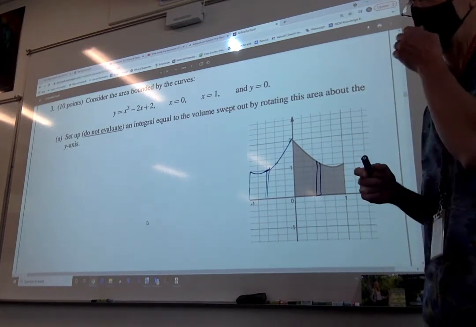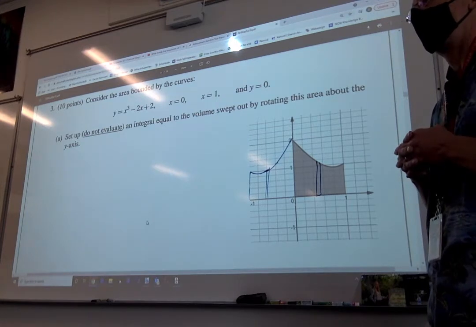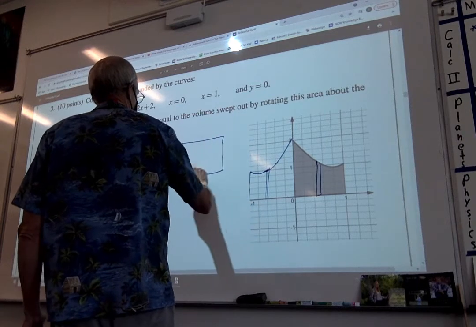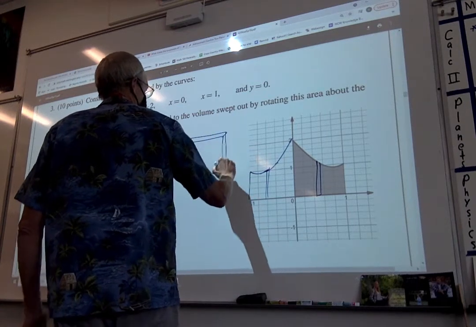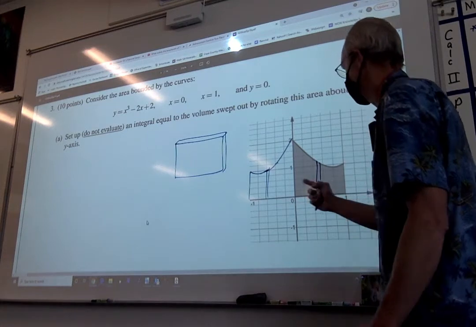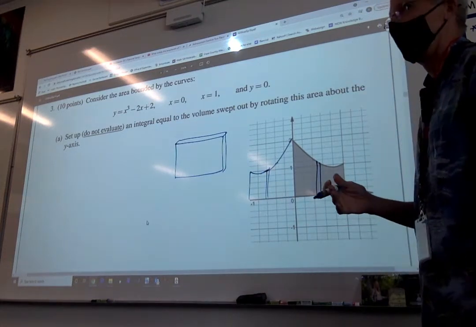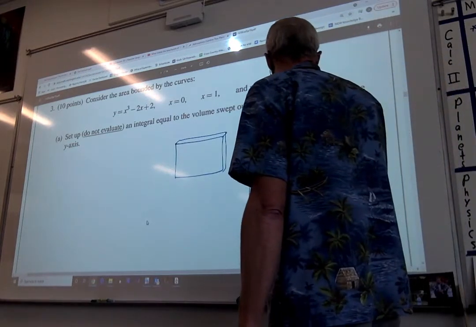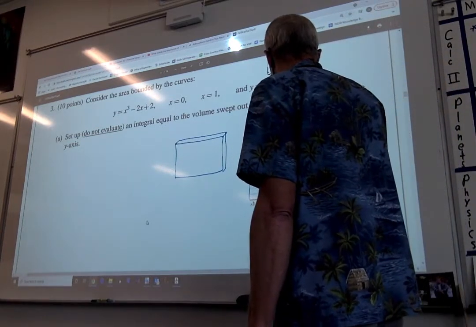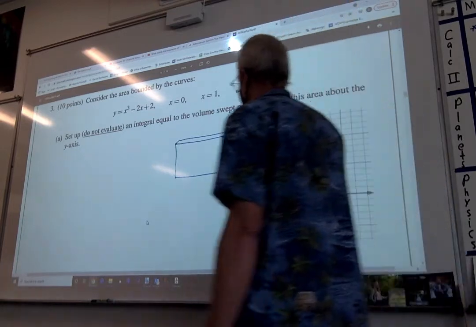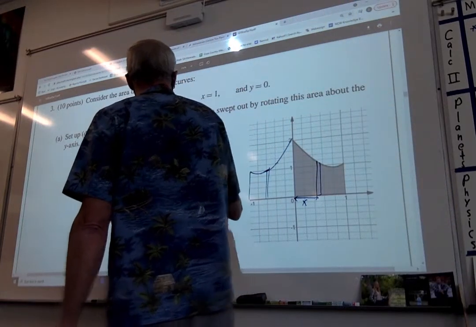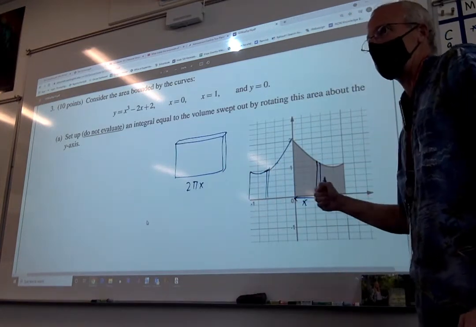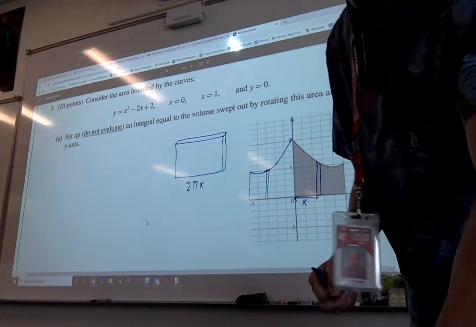Is it 2 pi? Right. So the easy way is you draw your shell. This thing swept around, that's a cylinder. So the radius is x. The radius is x, so the circumference is 2 pi x. Again, if you draw the shell and think about what that looks like, imagine the cylindrical shell. It's a good name for it.